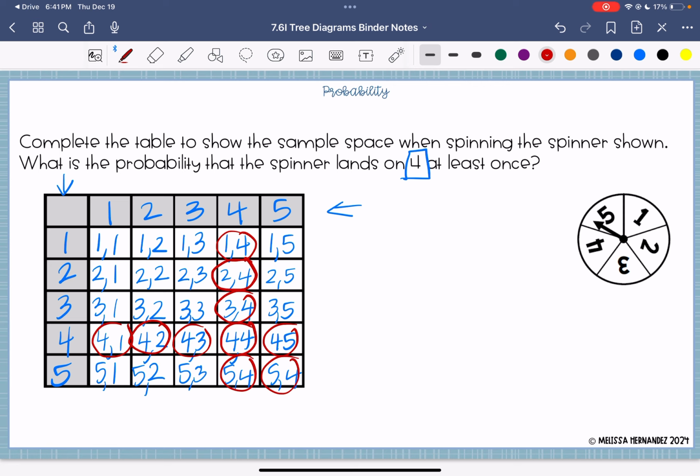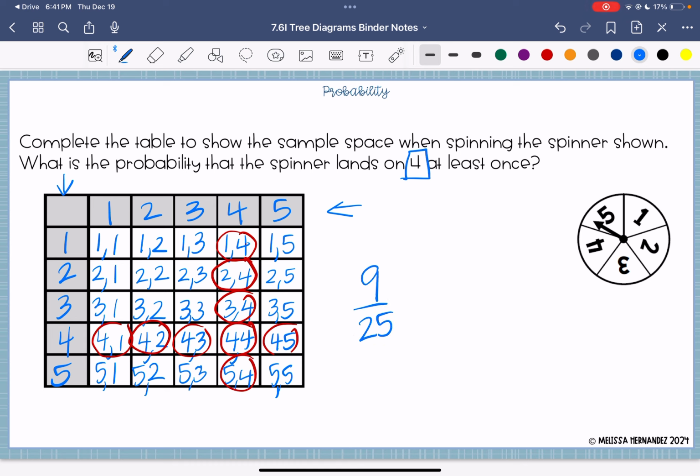So let me double check myself. And what I see is 1, 2, 3, 4, 5, 6, 7, 8, 9, 10. Okay, I must have messed up somewhere. Hold on. Oh, I sure did. All right, so I'm not going to re-record because I've done this way too many times. This is 5, 5. I'm not sure why I wrote 5, 4. But it's 5, 5. And maybe you caught it as you watched it. All right, so now we know 9 out of 25.